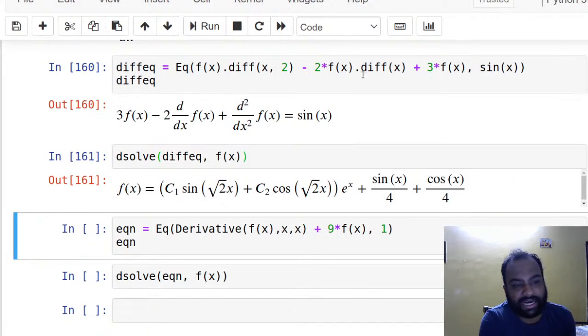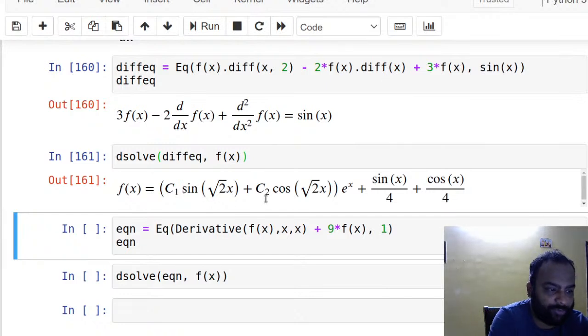Of course, it's a second order differential equation, second order ODE. So of course, there will be 2 arbitrary constants. So we have 2 arbitrary constants, C1 and C2. But again, sometimes you might not want that. Sometimes you might want to do this computation numerically.